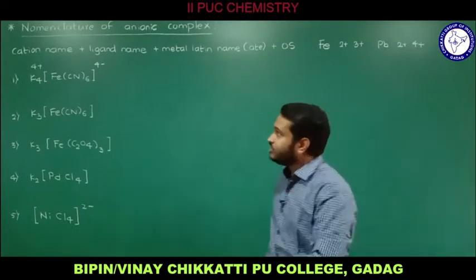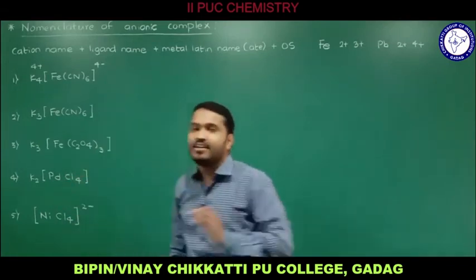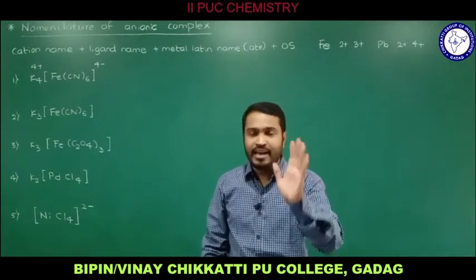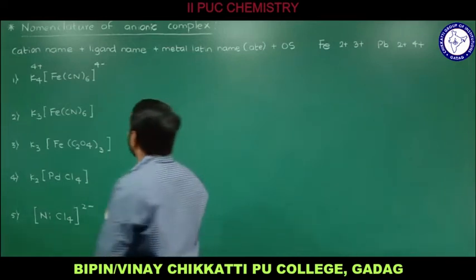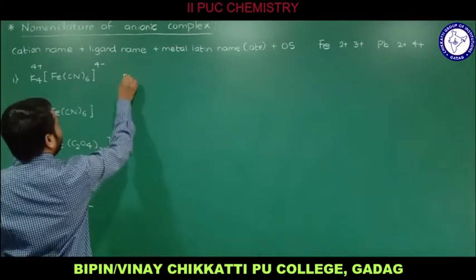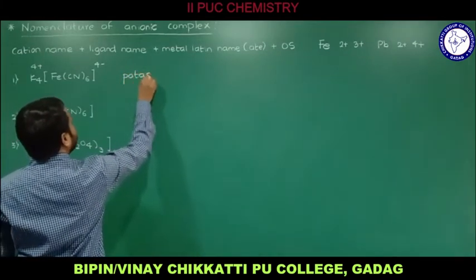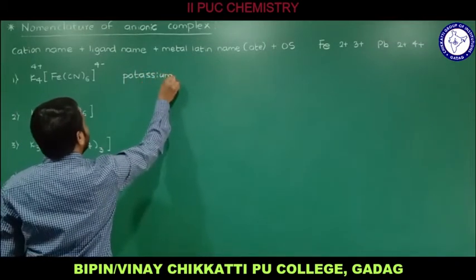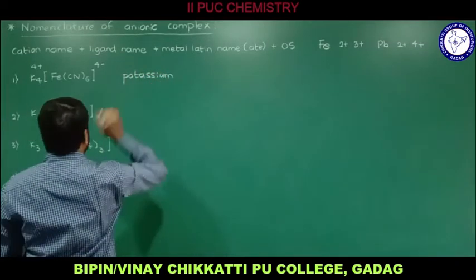And in a negatively charged complex, first we have to write the cation name. Which one is the cation? K is the cation, K plus, potassium. All are small letters here, so I write potassium. Yes, this is the counter ion. I am supposed to leave a space.